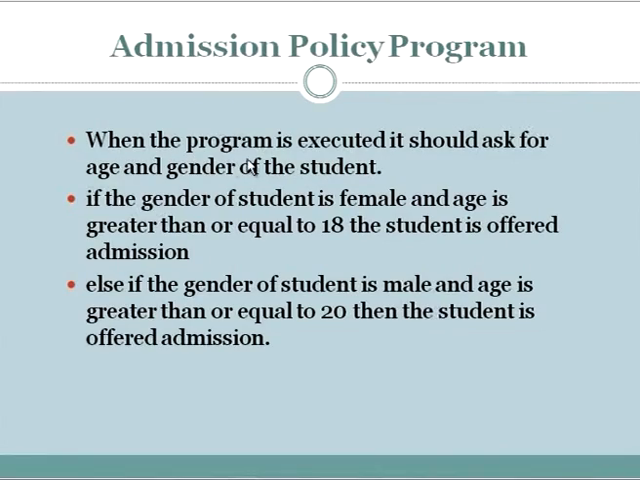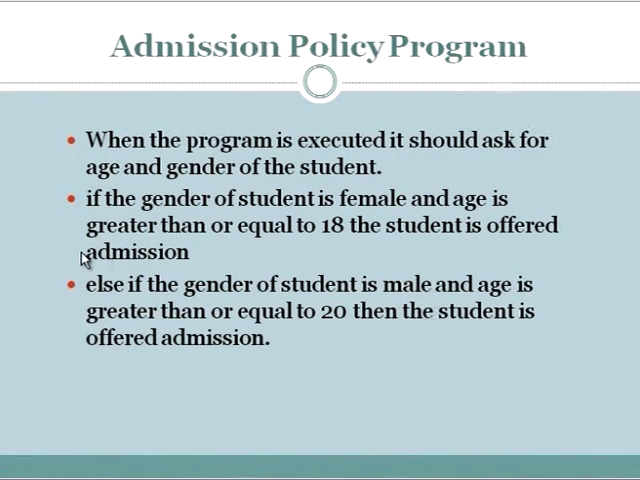Let's study one other example. For the nested decision control statements, we want to implement a policy: when the program is executed, it should ask for the age and gender of the students. We enter the age and gender of the student, then the program should decide whether the student is eligible or not. The eligibility criteria is that if the age of the student is greater than or equal to 18 and the gender of the student is female, she is eligible for admission.